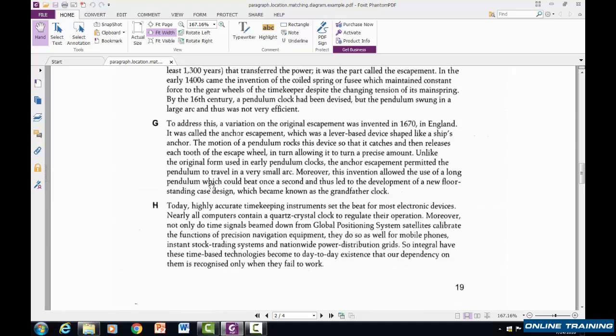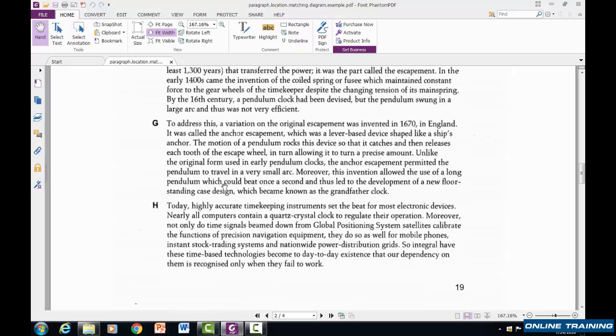well, here we go right here. It's in the last sentence. Which could beat. Moreover, this invention allowed for the use of a long pendulum, which could beat once a second. Once a is a synonym for each. So the answer for number 13 is second.